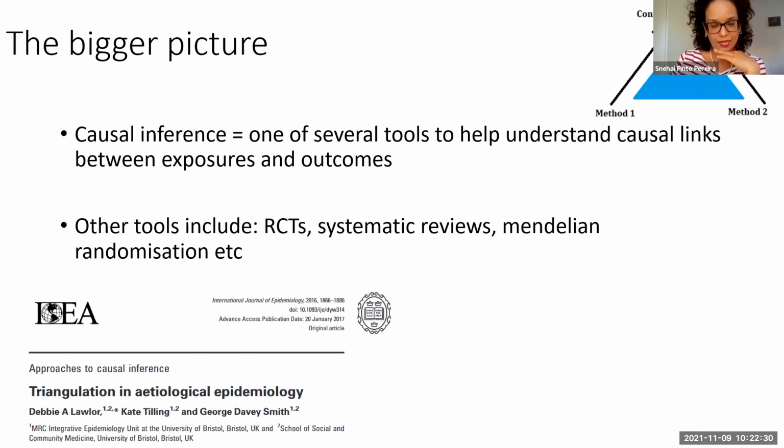I have to end again with the bigger picture about causal inference and emphasize that there are many different methods to try and get at causality in epidemiology. Causal inference methods are one of several tools to help you understand causal links between your exposures and outcomes. There are other tools as well, like randomized controlled trials, systematic reviews, and Mendelian randomization that we talked about last time. It's trying to answer the same question using these different approaches, which have different strengths and limitations, that is how you get to understanding causality with these big data sets.